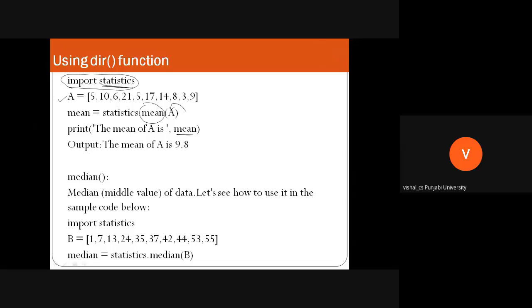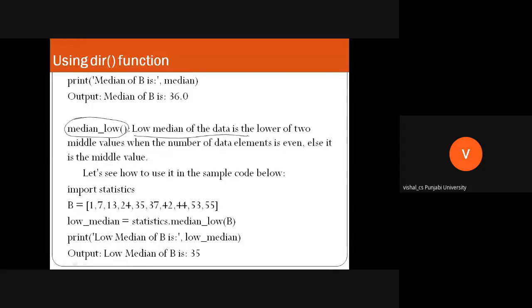Here you are talking about median. So you are importing it, and after importing you are writing statistics.median, and you are passing this list to it, and it will be giving you the answer. Then median_low is another function that is defined in statistics. The low median of the data is the lower of the two middle values when the number of data elements is even. So here you are just calling statistics.median_low.